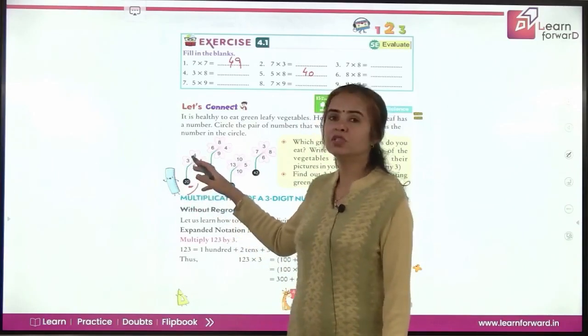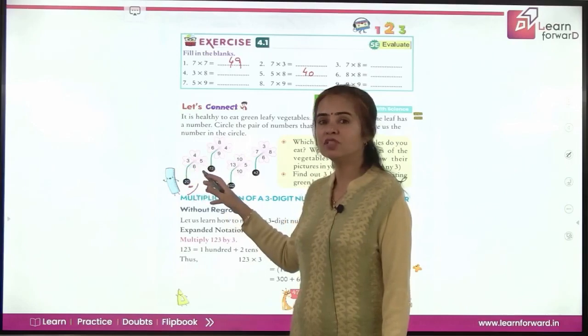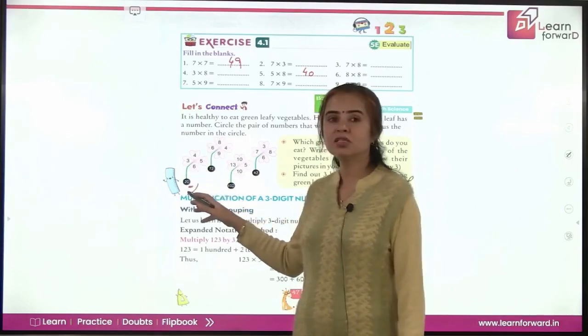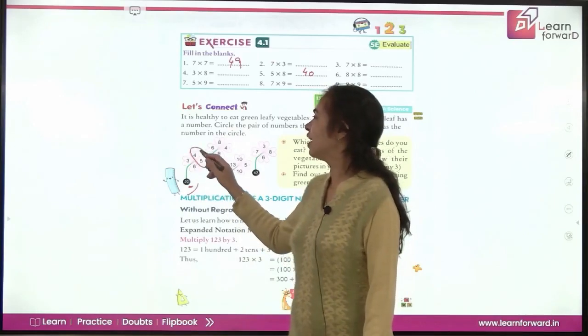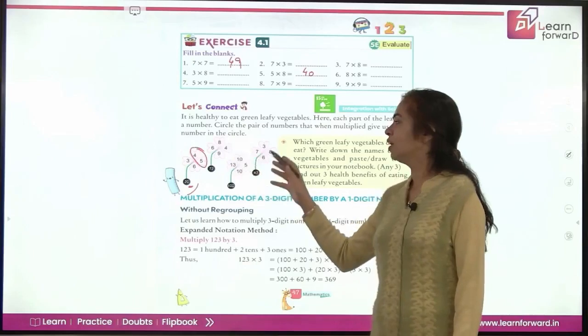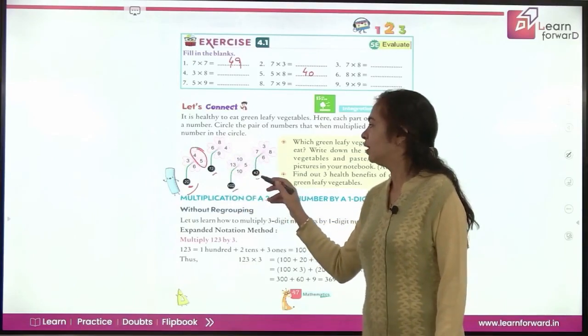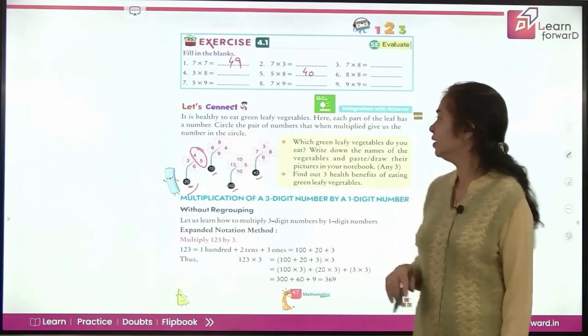3 times 4 is 20? No. 4 times 6 is 20? No. 3 times 5 is 20? No. 3 times 6 is 20? No. What is 20? It is 5 times 4. You get the product 20. So similarly, you will be finding out 72, 100 and 42 in these numbers, right?